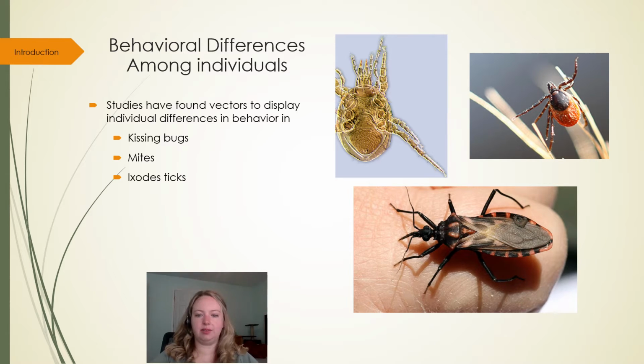Understanding this individual level variation in disease vector behavior, especially in medically important vectors, could give us a better understanding of disease dynamics, transmissibility, and the impacts that they could have on public health.